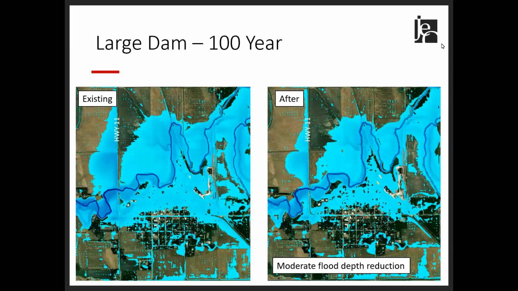The effects of the large dam showed a moderate reduction in flood depths in North Loup. You can see the before picture on the left and the after on the right. The extents of the flooding were still shown in North Loup. However, the depths are not as significant. This leads to a moderate reduction in floodwaters in North Loup from a large dam.